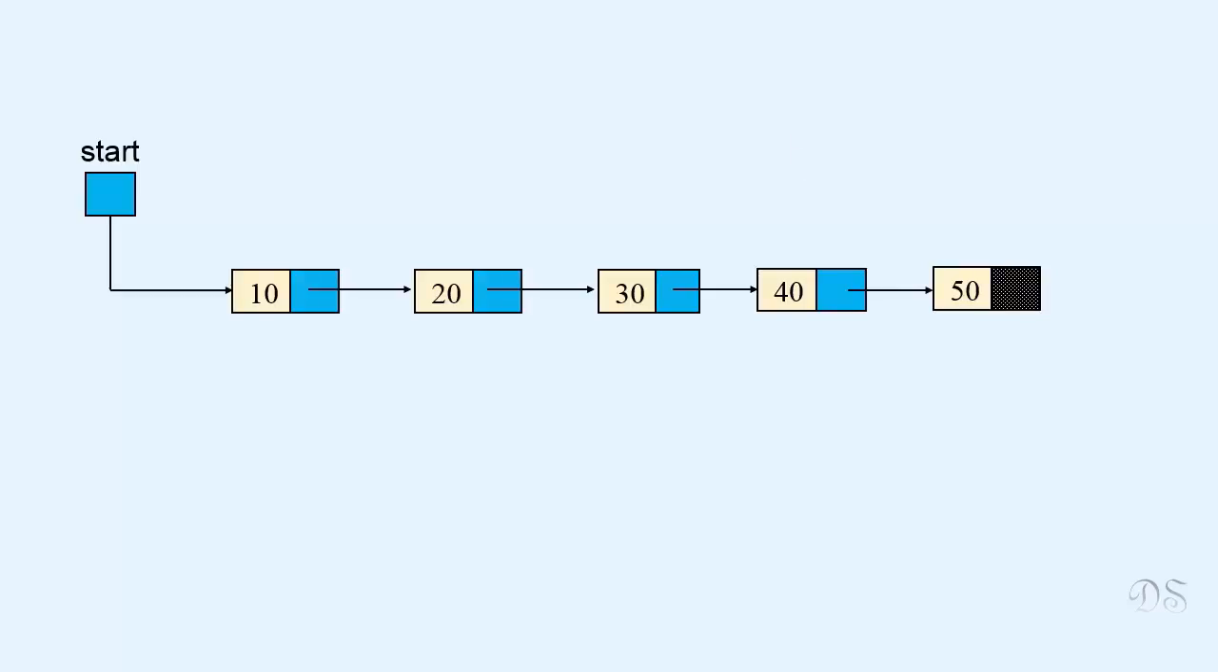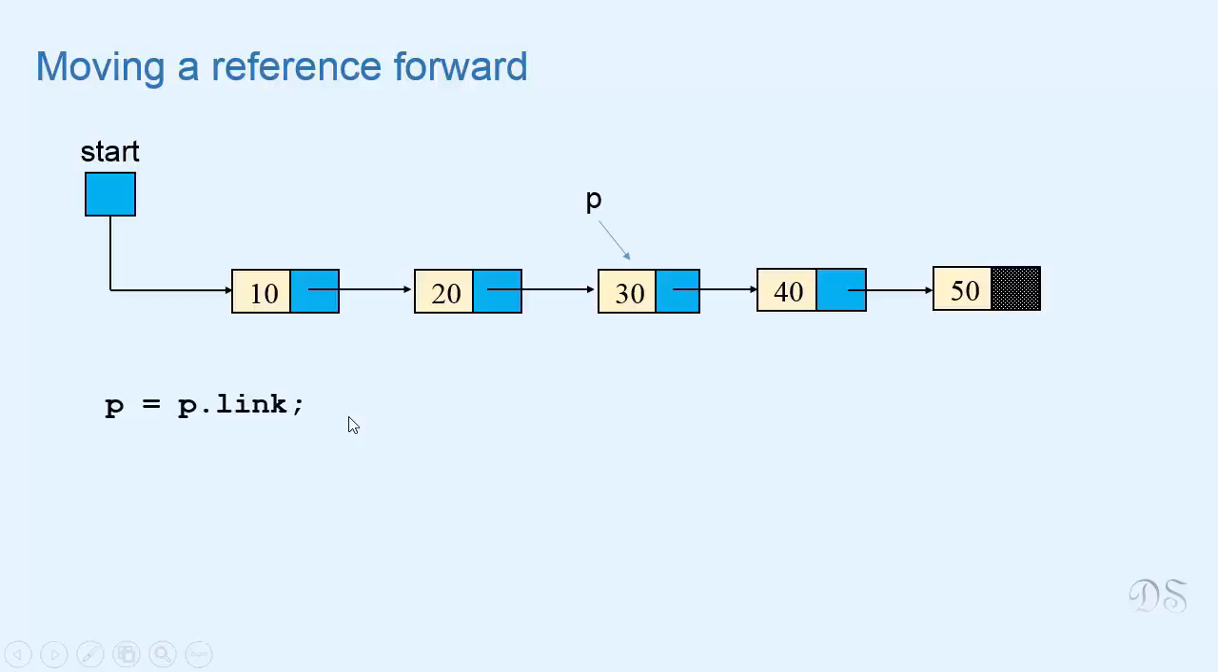In this video, we'll see how to traverse a linked list. Traversal means visiting each node exactly once. So we'll start from the first node and visit each node till the last node. Before studying traversal, let us see how we can move a reference forward in a linked list. Suppose we have a reference P that refers to this node and we write this statement P equal to P-link.